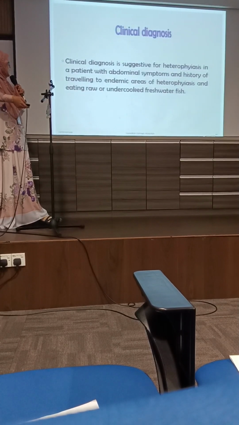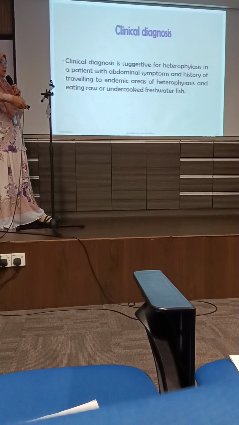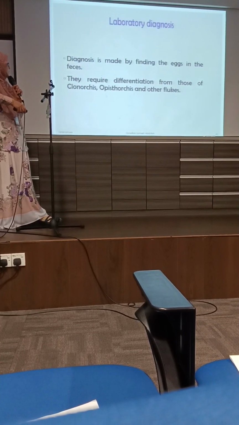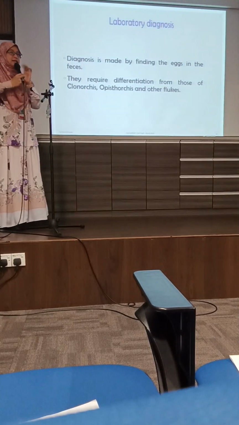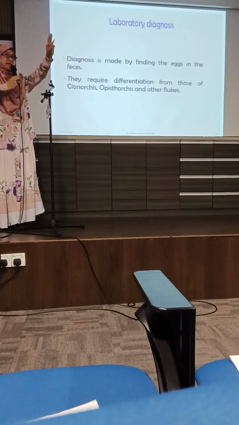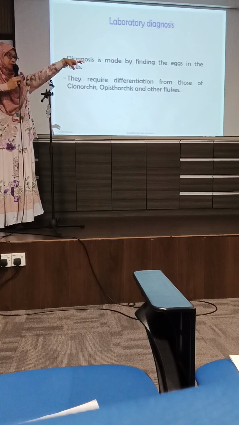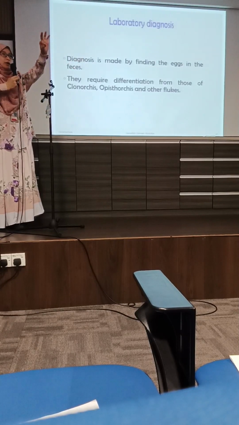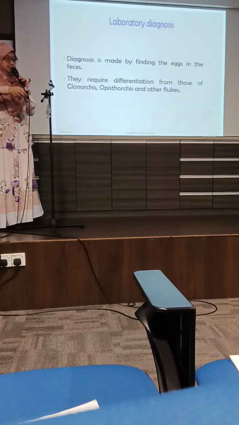So kalau nak tengok clinical diagnosis, as usual lah, tengok symptoms, tengok dia punya history, duduk kat mana. Lab diagnosis pun sama juga macam tadi, susah nak differentiate the egg. Kalau tadi susah nak differentiate the egg between Fasciolopsis, Echinostoma. Yang ini nak differentiate between Heterophyes. Nanti ada satu kita belajar Metagonimus, kawan dia Clonorchis, Opisthorchis. Memang susah. So yang paling senang nak tengok dia punya adult.